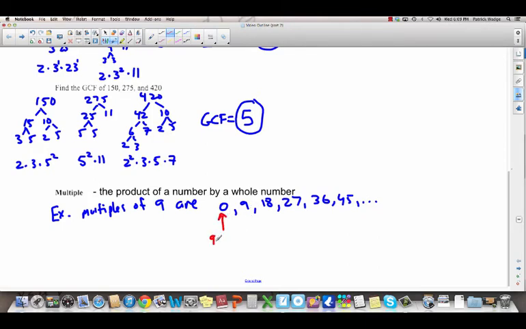Why are these the multiples? Because 0 is 9 times 0, 9 is 9 times 1, 18 is 9 times 2, 27 is 9 times 3, 9 times 4, 9 times 5. How many multiples are there? Infinite. There's always an infinite number of multiples. Remember, with factors, you could have 2 factors, we call it prime. You could even have 1 factor, the number 1, or you could have 4, 6, or 12, or whatever. But for multiples, there's always an infinite number of them.